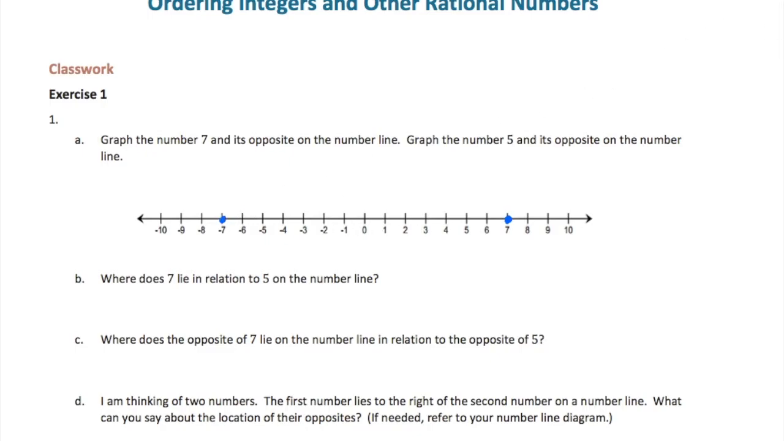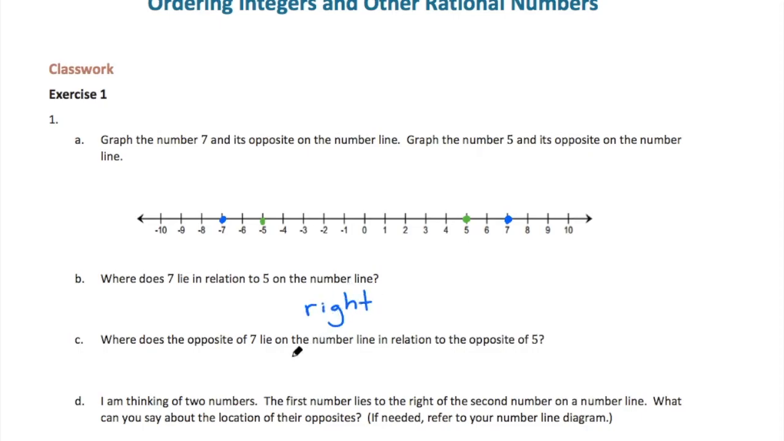Great. Let's also graph 5 and its opposite. So there is 5, and its opposite, -5. It's good to just get a visual on where these numbers fall. But let's dig a little deeper. Where does 7 lie in relationship to 5 on the number line? Well, if we look at 7 and we look at 5, 7 lies to the right.